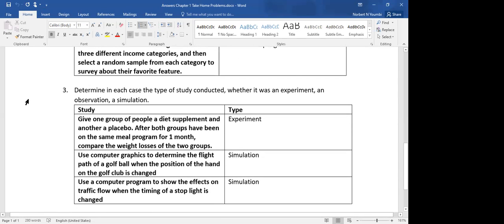On question 3, the first one is an experiment. You are using a group, and the other group you give a placebo. This is an experiment. When you use a computer graphic to determine the flight path, it is simulation. Whenever you use computer graphic, it is simulation.